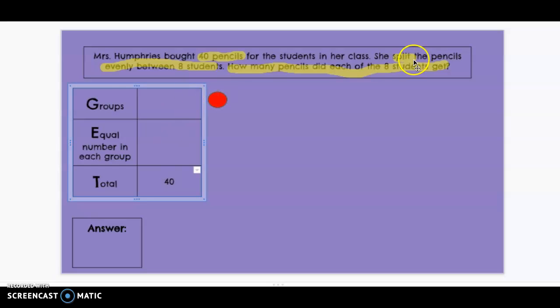Okay? Then it says she split the pencils evenly between 8 students. So I have 8 students. Is 8 students going to be my groups or my equal number in each group? 8 students is going to be your groups, okay? So that means that we're looking for the equal number in each group.